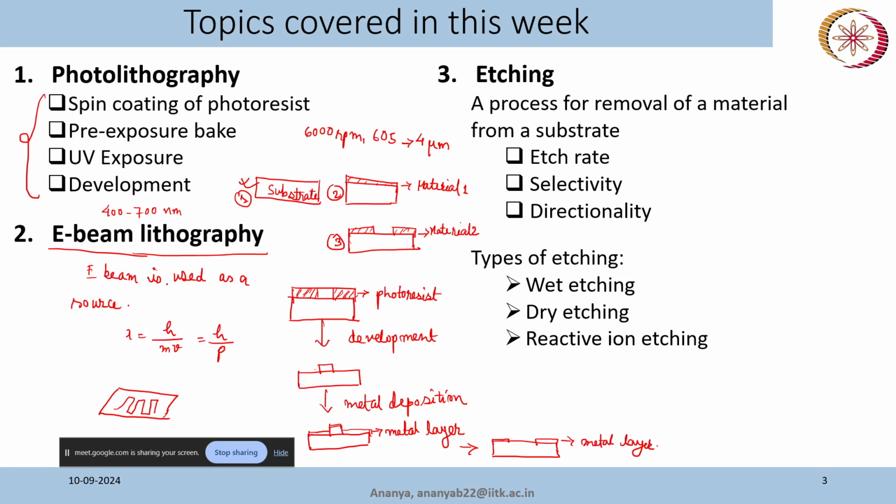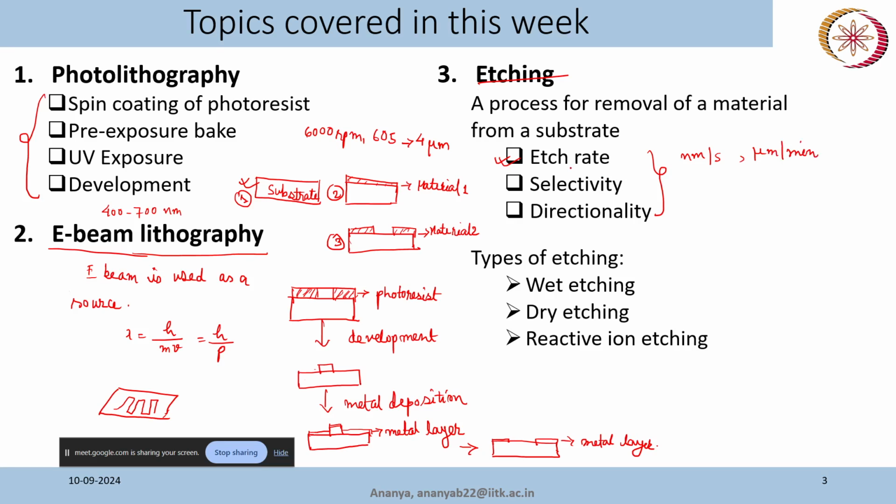So these were the first two topics. Then the third topic was etching. What is etching? Etching is a process for removal of material from a substrate. Now these are the three terms that are associated with etching. First one is etch rate. What it means is the etching thickness, say in some nanometers or micrometers per second, or it can be micrometers per minute, something like this.